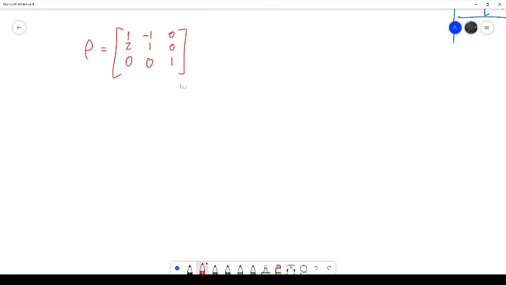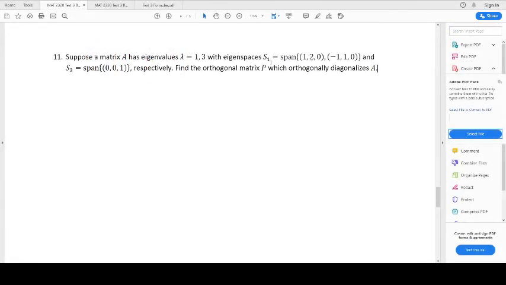But the problem with this matrix is it diagonalizes A, but it doesn't necessarily orthogonally diagonalize A. To orthogonally diagonalize A, these 3 vectors need to all be orthogonal, or this needs to be an orthogonal matrix. But if we look at this, this is not an orthogonal matrix. If we take the dot product of these first 2 vectors, we have negative 1 plus 2 is 1, so they're not orthogonal.